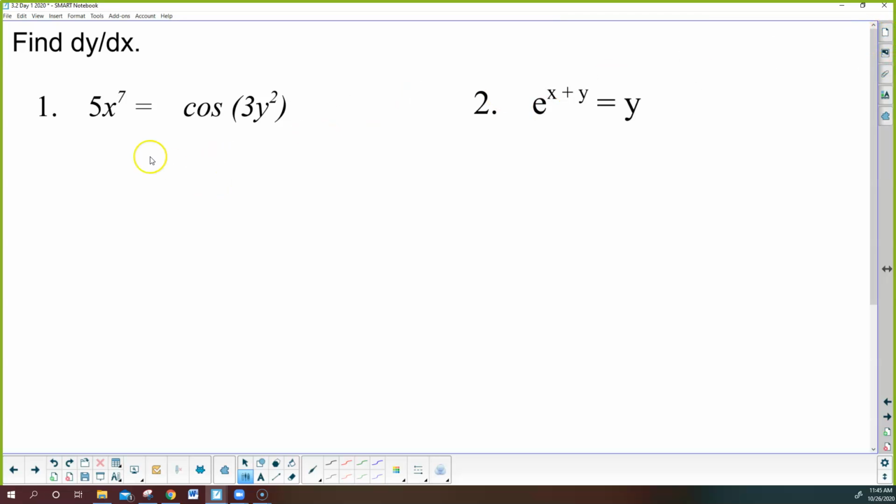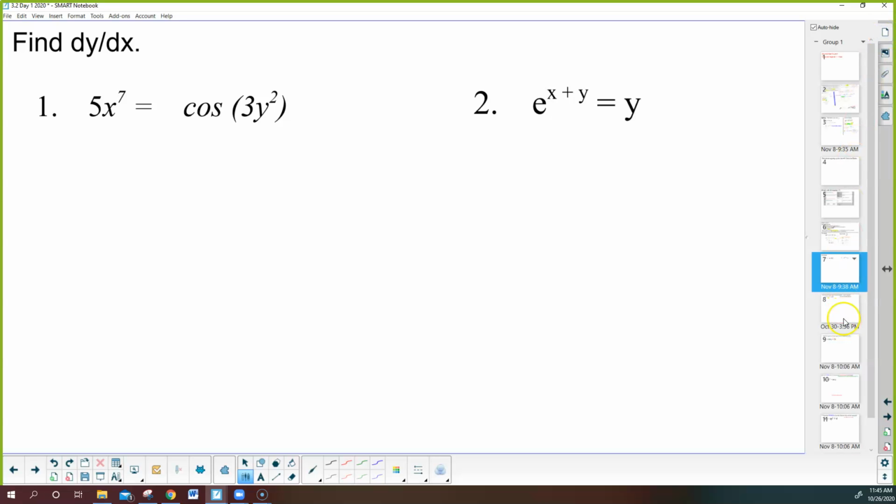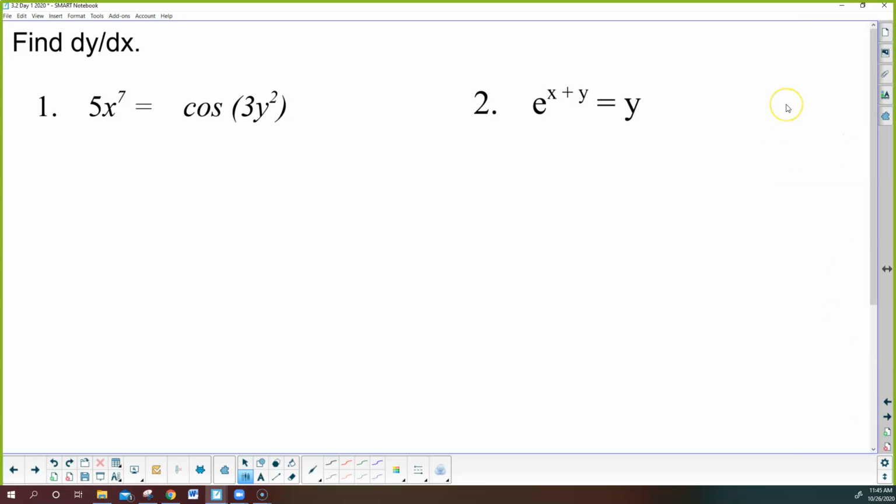You know what I'm going to say? Don't write this slide down because we're going to do a bunch of them today that I just want you to watch. All right? So just take a look at how we do implicit differentiation.